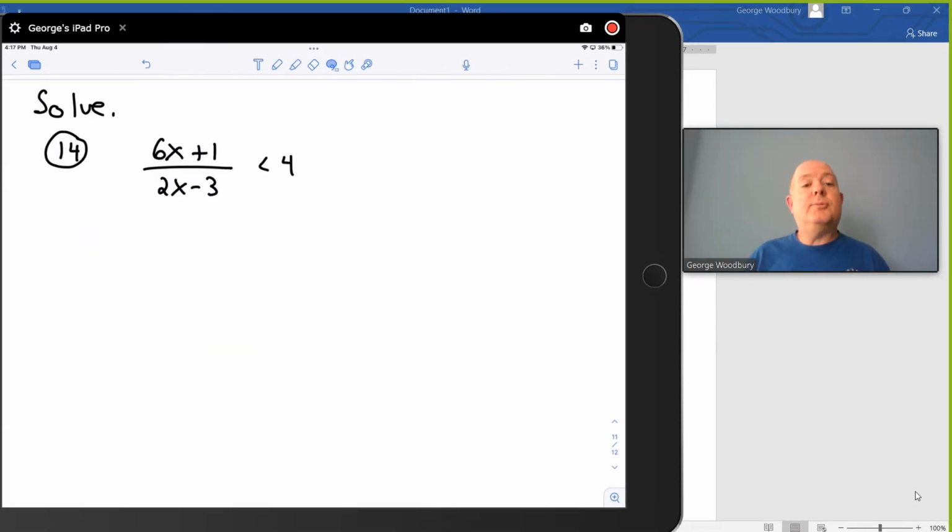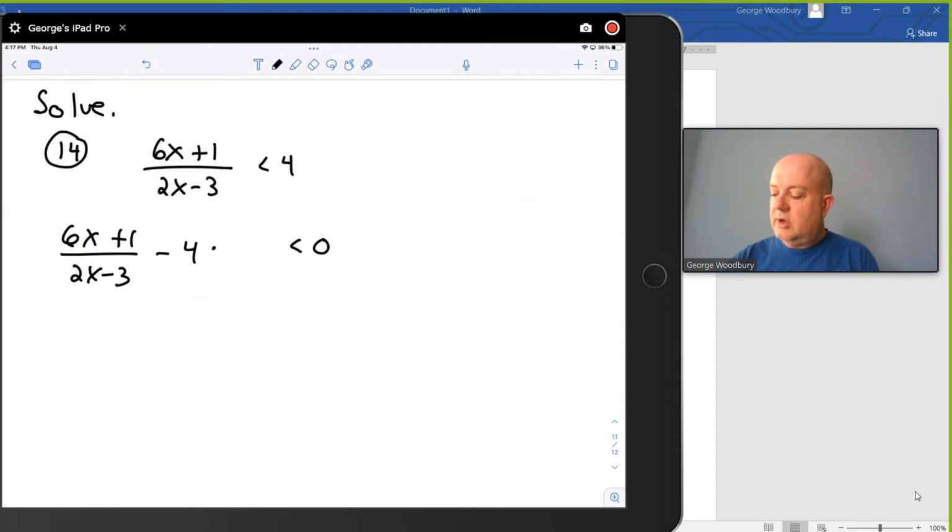Okay, one more problem to go, pretty similar. I've got 6x plus 1 over 2x minus 3 being less than 4. I want to begin by subtracting over the 4. 6x plus 1 over 2x minus 3 minus 4 is less than 0. And I've left myself a little space to put in a factor of 2x minus 3 over 2x minus 3. That's going to give me a common denominator to combine the left side into a single algebraic fraction.